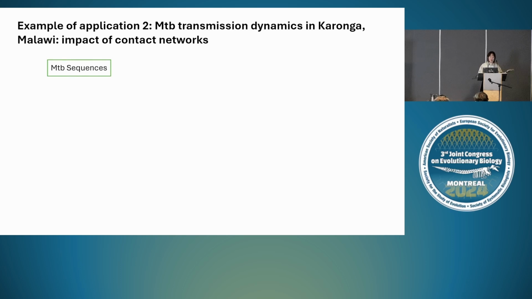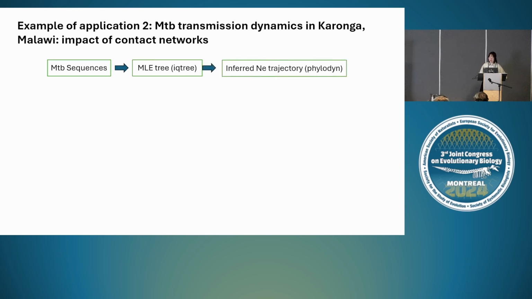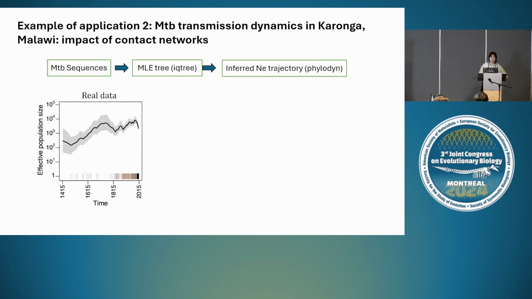First we have MTB sequences from the real world, and then we reconstructed a maximum likelihood tree using IQ-TREE. And then we inferred their effective population size trajectory in history using a package called Phylodyn. So this is the real data trajectory. And you can also see this bottom heat map is the coalescent frequency.